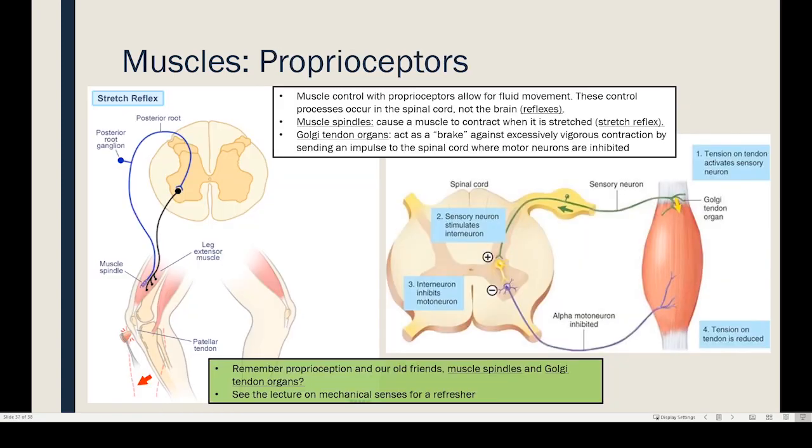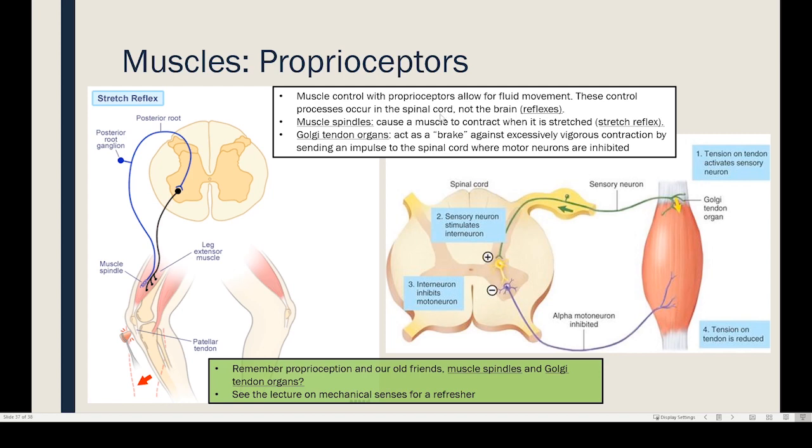And then we've talked about proprioception already. You can go back to the lecture on the mechanical senses when we were talking about touch and all that, because similar mechanical receptors are involved in proprioception. So you can go back to those slides if you want a refresher. Proprioception is this sense of where your body is, what the limbs are doing.